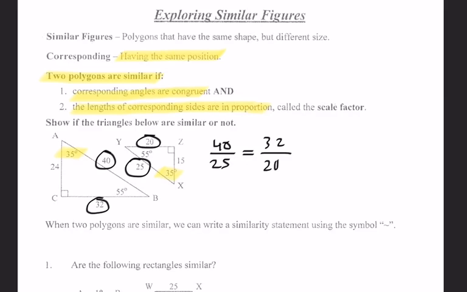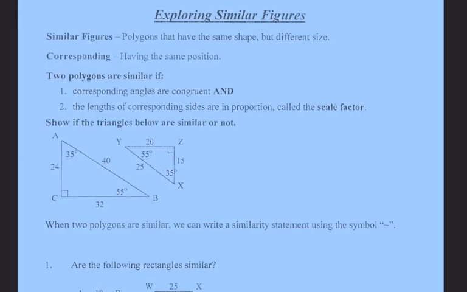So does 40 over 25 equal 32 over 20? Well, let's see by simplifying. For the 40 and the 25, we can take out a 5 from both of those and we get 8 and 5. For the 32 and the 20, I can take out a 4 from both of those. 32 divided by 4 is 8, and then 20 divided by 4 is 5. Whoops, I said 5, wrote 4. So 8 over 5 equals 8 over 5. So we have proportional triangles right here.